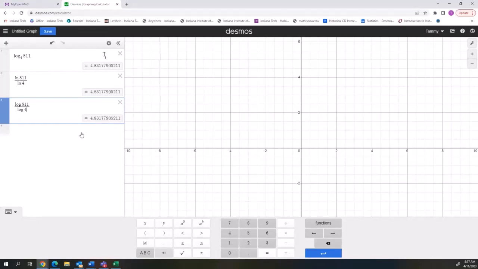But the idea is, if I take this number 4, the base, and I raise it to this power, 4.83177905211, see how I get 811? So it's coming backwards around, right? So always between the two, they should be equal.